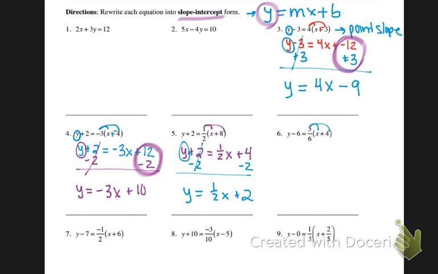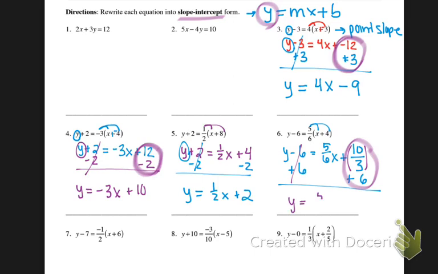Number 6, the first thing to do is distribute. So we have y minus 6 equals 5 over 6x plus 5 over 6 times 4 is actually 10 over 3. So if you do that in your calculator and math frac, you'll get 10 over 3. Then we have to add 6 to both sides. So again, just use your calculator. Just don't forget to put parentheses around your fraction. So we have y equals 5 over 6x plus 28 over 3.